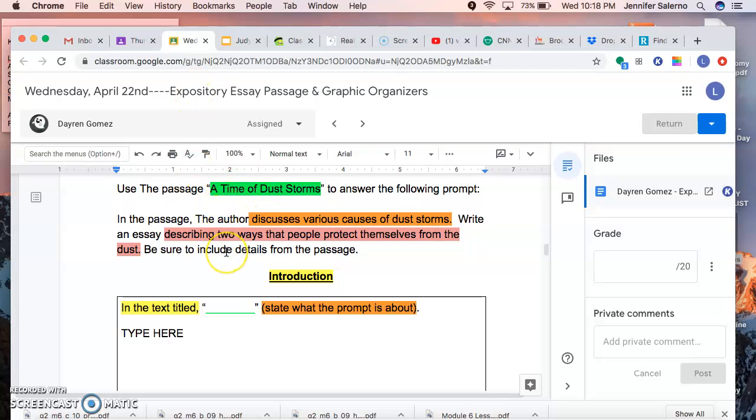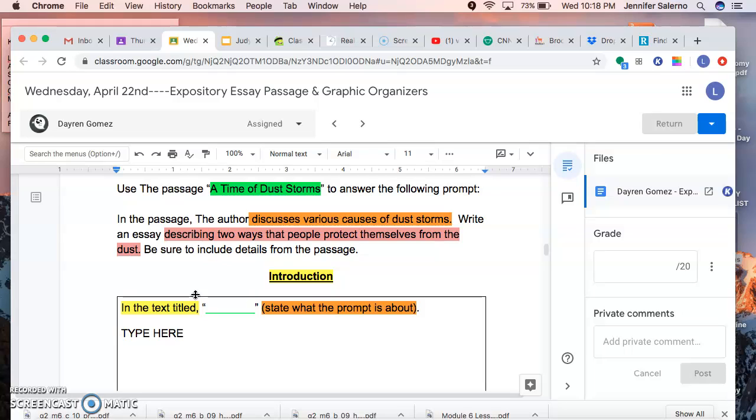So the very first thing I have pulled up is the prompt, because it's very important today that in order to write your conclusion, you need to remind yourself what your prompt and your entire essay has been about. It told you to write an essay describing 2 ways that people protect themselves from the dust. Your entire essay has been about how people protected themselves from the dust in these dust storms. You need to remember that going into your conclusion, because your conclusion is short, just like we had in class. It's only 1 sentence, letting the reader know that you're wrapping up your reading.